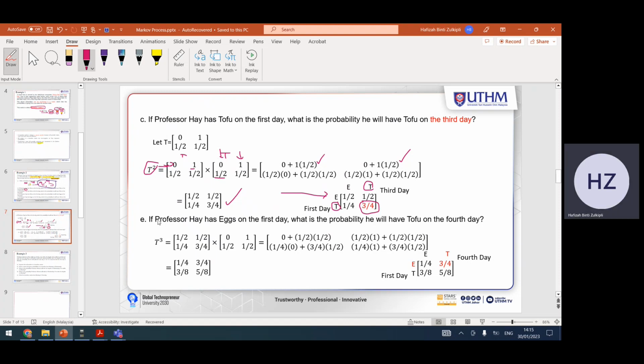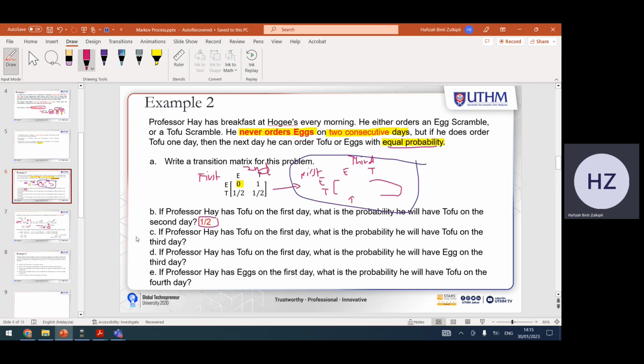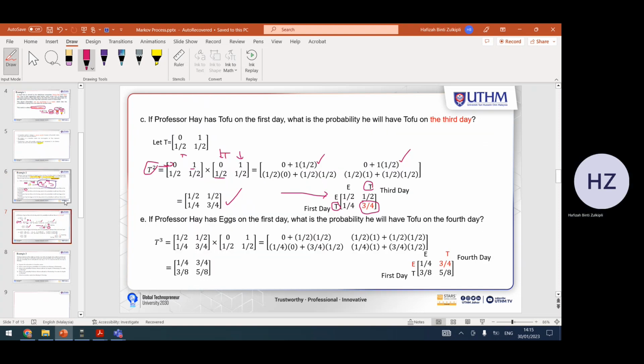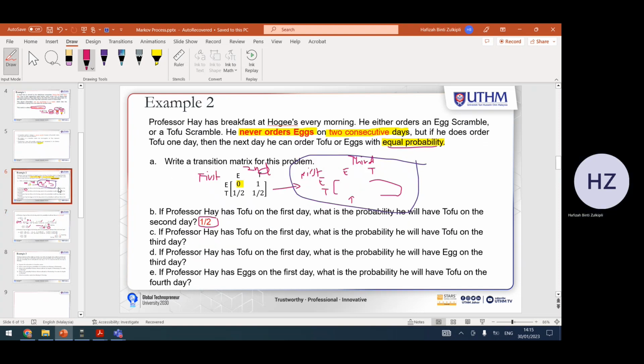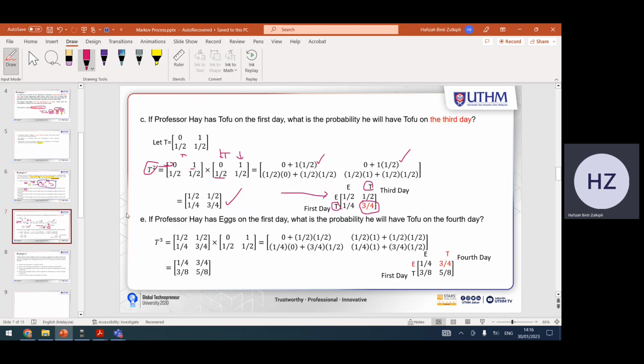Okay, and then another question, D. Sorry, so this is again D. If Professor Hay has tofu on the first day, what is the probability he will eat tofu on the third day? So you will use the same matrix here, first and third day. So tofu, he eats tofu, so 1/4.